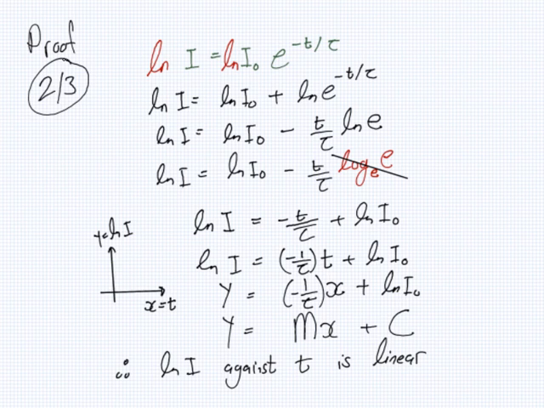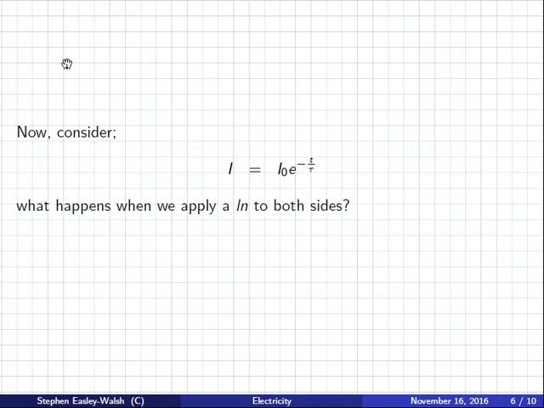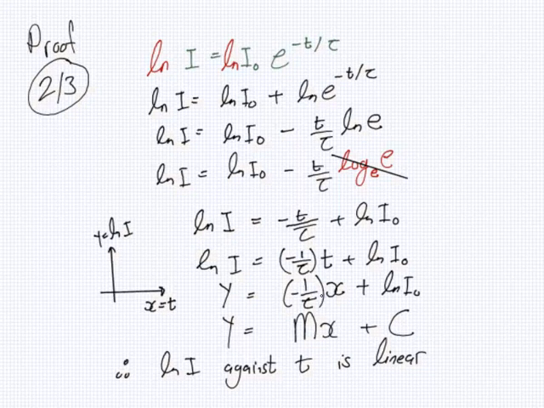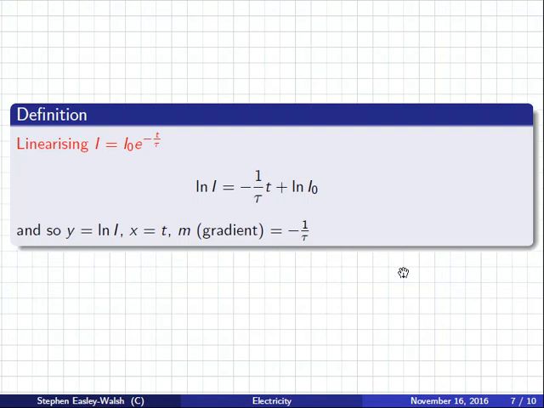So, the verb here is linearizing. When I linearize, I end up with this result, which you already wrote down. And so, the important consequence is that if log I is y, and x is t, then the slope is this, minus 1 over time constant. And the c is log I0.